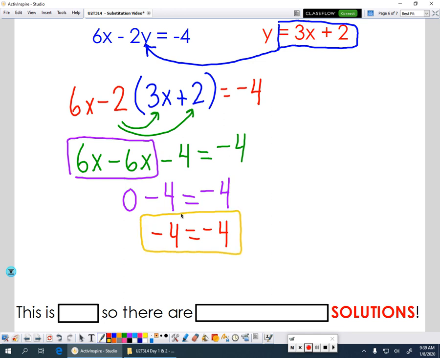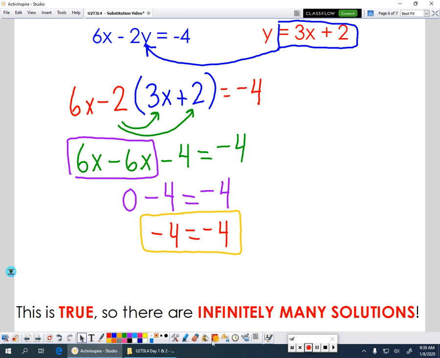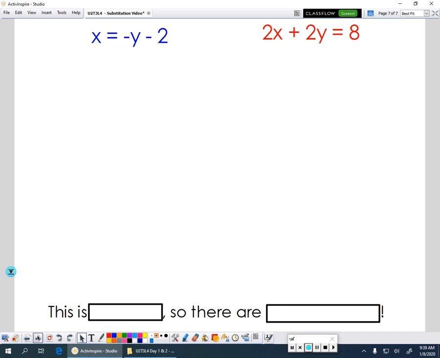When that happens, your number sentence is either going to be true or false. In this case, our number sentence was true. Negative 4 equals negative 4. When you get a number sentence that's true, that means there's an infinite number of solutions, infinite solutions. Okay? Now, if that's what happens when it's true, guess what it means when it's false? Let me show you. Okay?